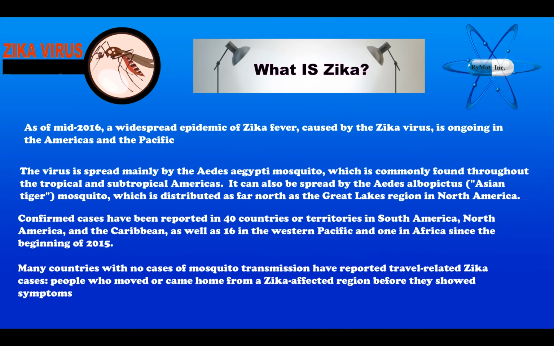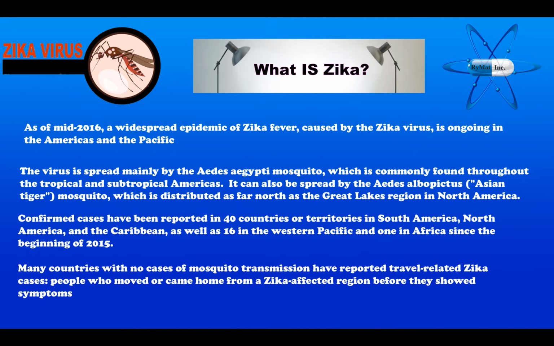Confirmed cases have been reported in 40 countries or territories in South America, North America, and the Caribbean, as well as 16 countries in the Western Pacific and one in Africa since the beginning of 2015. Many countries with no cases of mosquito transmission have reported travel-related cases, people who moved or came home from a Zika-affected region before they showed their symptoms.